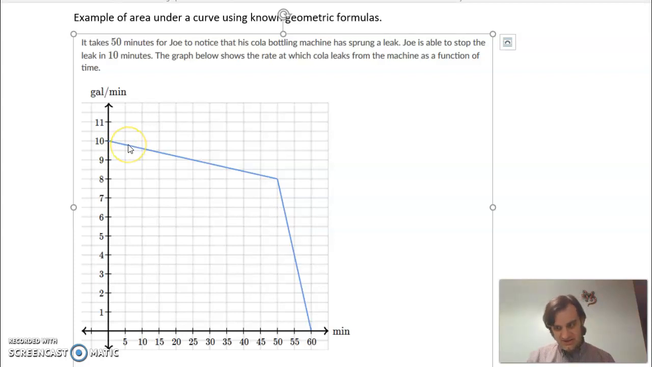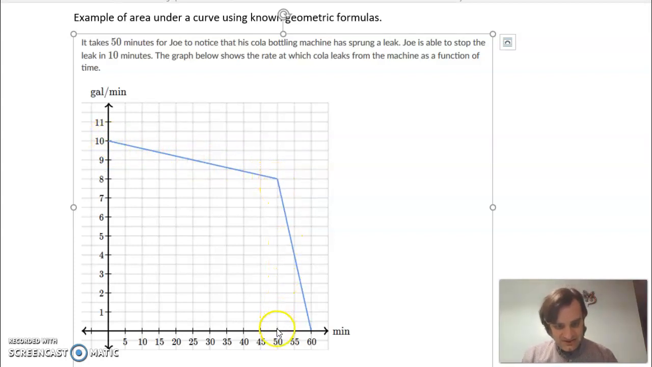Then as there's less and less fluid in there, it's going to have less pressure to cause less drainage out of it. So at 25 minutes, it looks like he's losing about 9 gallons per minute. As we move along here, because of how much is in there and the pressure and what that's causing the flow to be, even though he's sprung a leak, he's not losing as much every minute as it goes along. But it's a steady decline. This is a straight line, so it has a consistent slope.